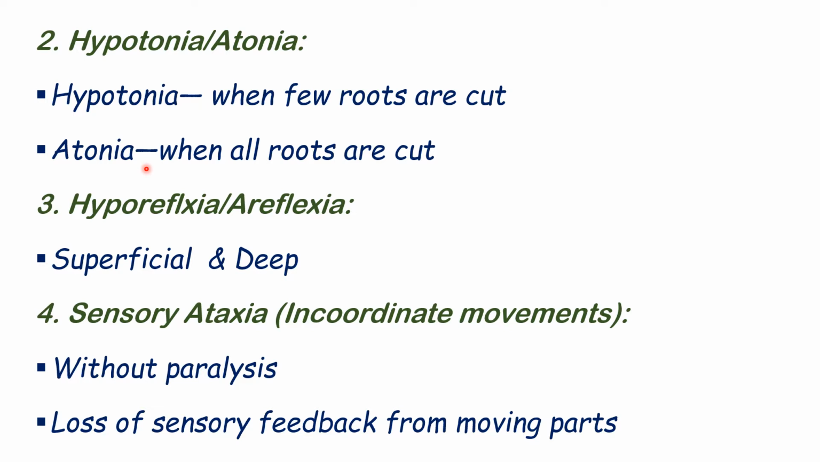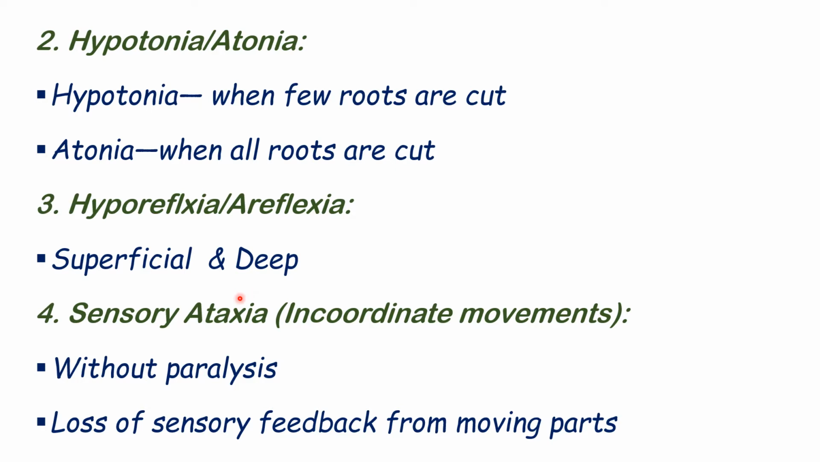Then another effect is hyporeflexia or areflexia. Here both the superficial and the deep reflexes are affected. If a few fibers are cut, we get hyporeflexia, and if all the fibers are cut, we get areflexia. So you should be very clear, this is different from upper motor neuron paralysis. Here both the superficial as well as the deep reflexes are affected.